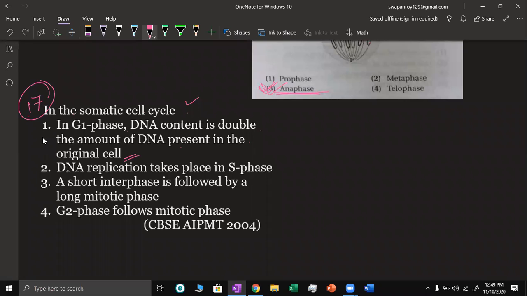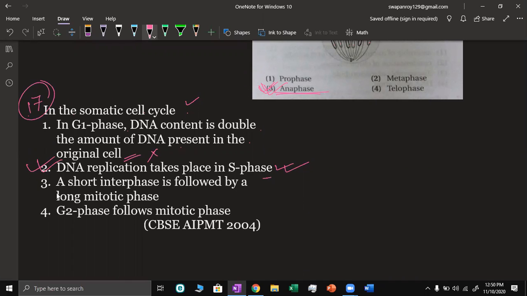Is it correct? No, this is wrong, because in the G1 phase, DNA synthesis does not take place. DNA replication takes place in S phase. This is a correct option. Okay, DNA replication takes place in the S phase.